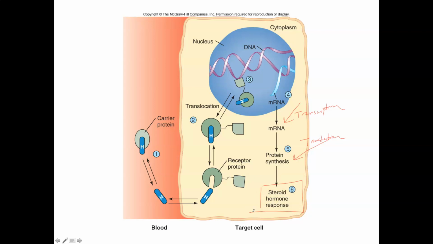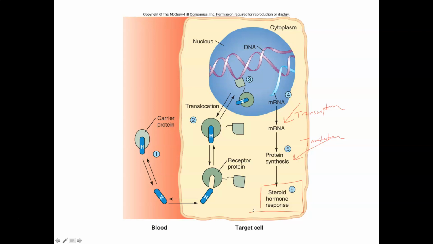Because steroids can affect lots of different target genes, you can get varied types of responses within the body from the same steroid. So estrogens have many effects within the human body. Testosterone has many effects within the human body. Cortisol can have many effects within the human body because they can affect multiple types of genes.